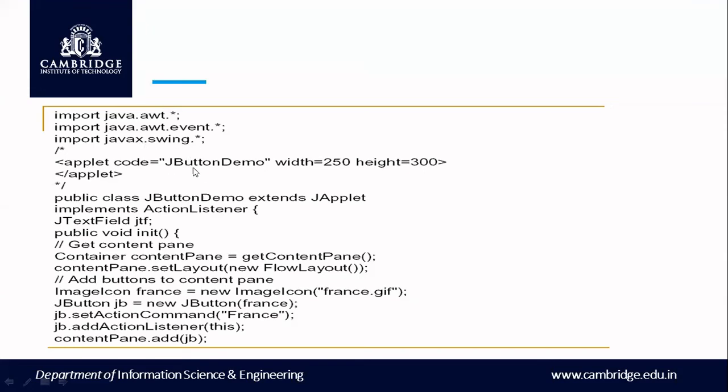Now, applet code, JButtonDemo, the name of your applet, and the width and height of your applet are specified. Next, because it's an applet application, you have to extend JApplet, and for handling the event, I hope you remember the events, right? Keyboard event, a mouse press event, a button press event. So whenever the event occurs, you have to implement the ActionListener, the event listener class. So public class JButtonDemo extends JApplet and implements ActionListener to handle one of the events that is going to occur.